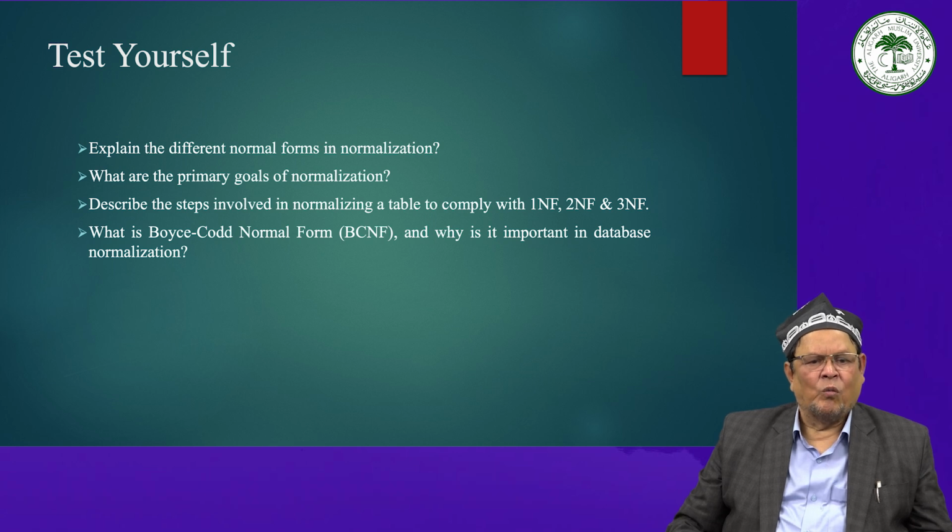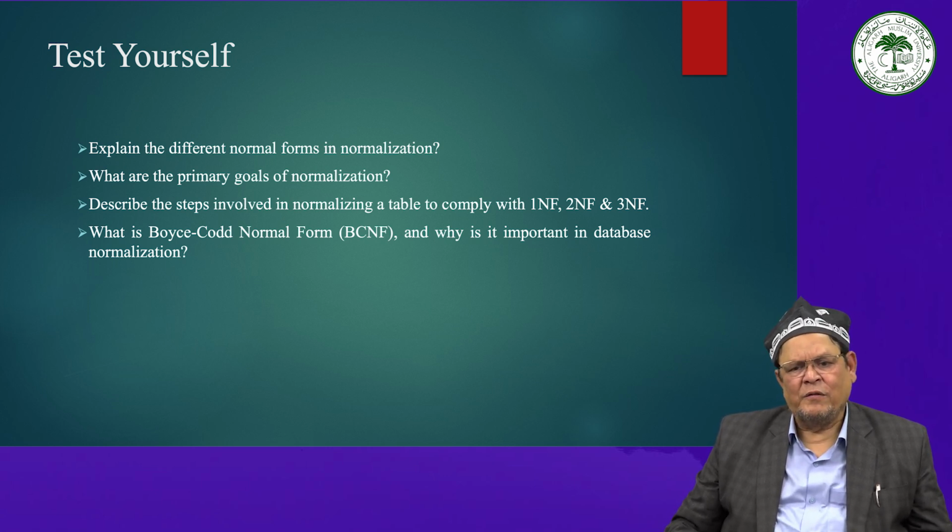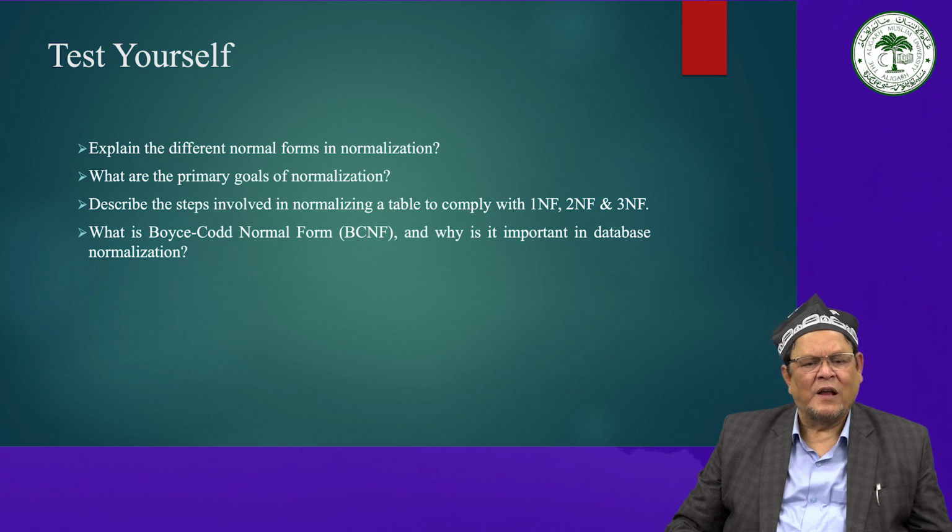Next, what are the primary goals of normalization? Describe the steps involved in normalizing a table to comply with first normal form, second normal form, and third normal form. What is Boyce-Codd normal form and why is it important in database normalization?